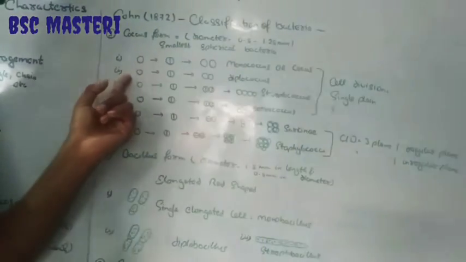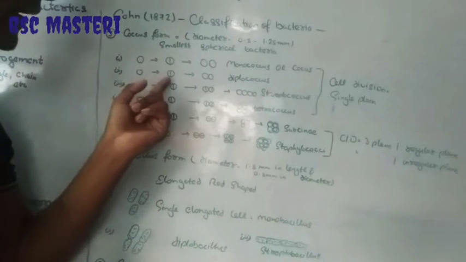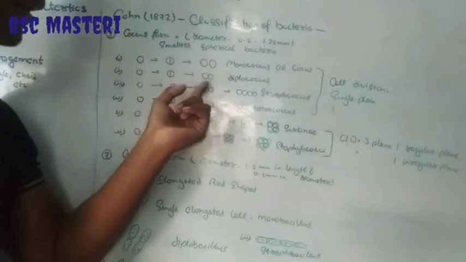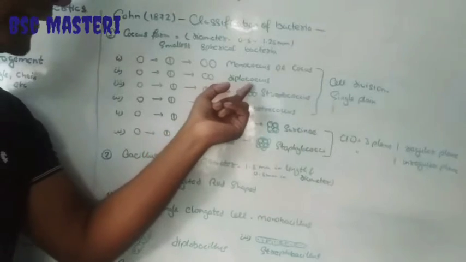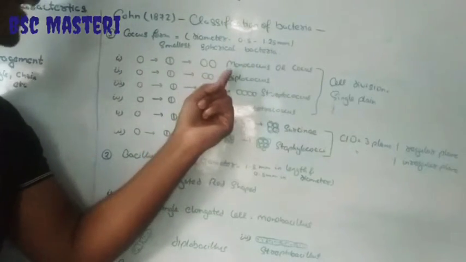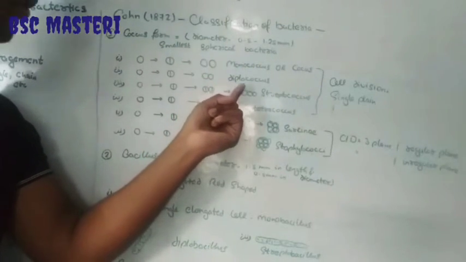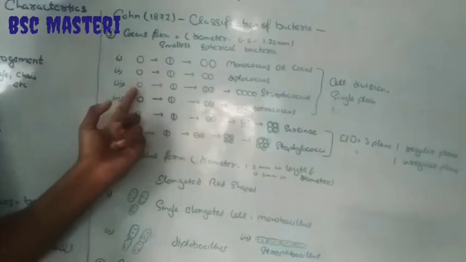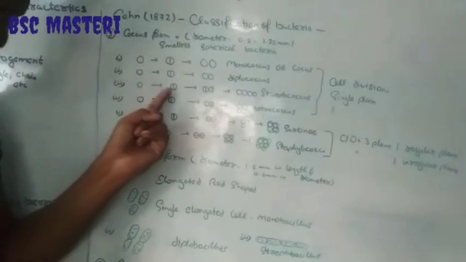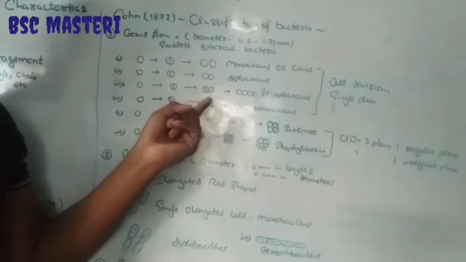Second type of bacteria is the bacteria that divide by a single plane and are present in a pair, known as diplococcus bacteria. Diplo means two. If the bacteria are present in a pair, they are known as diplococcus bacteria.